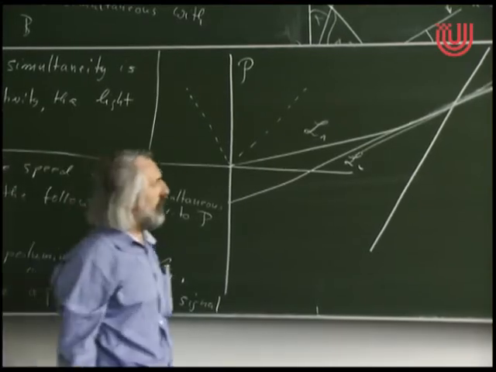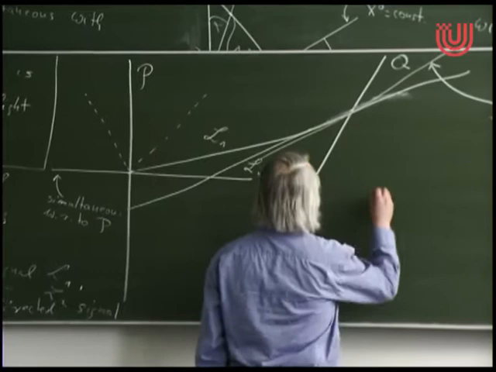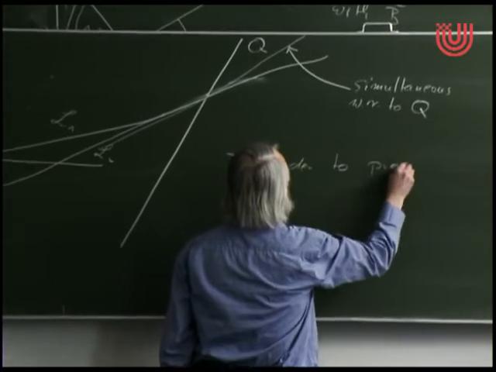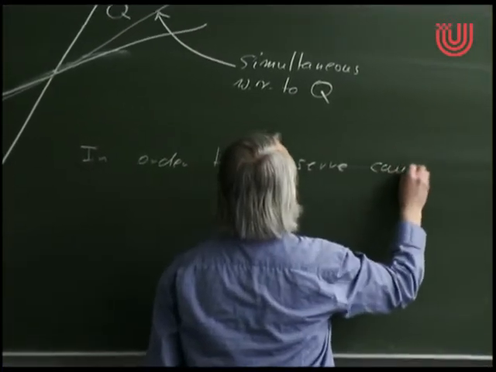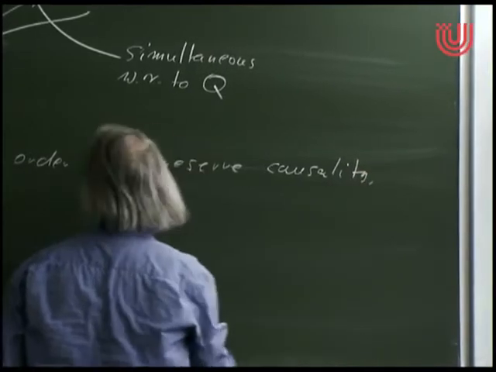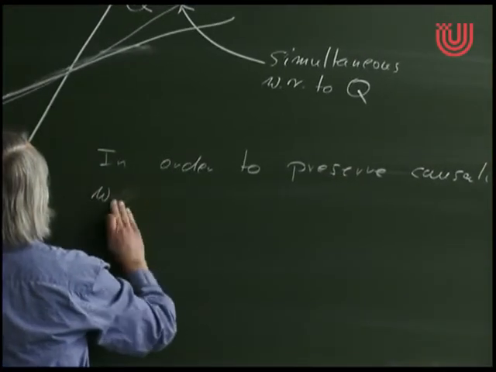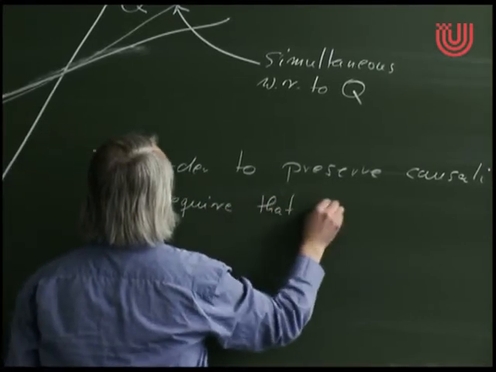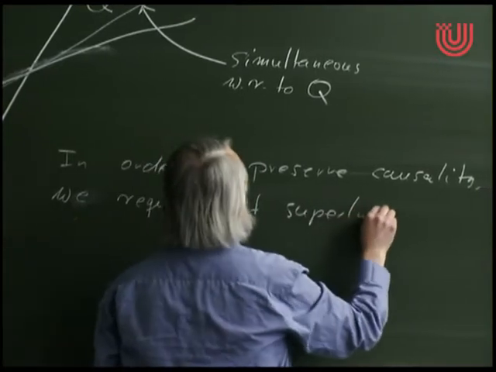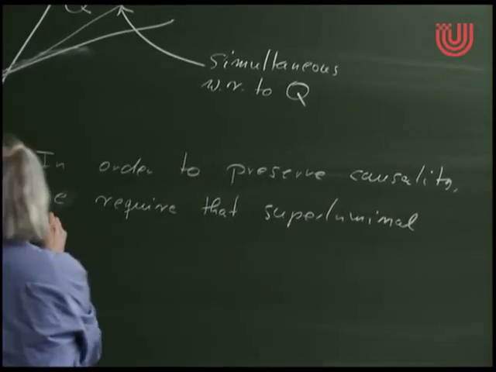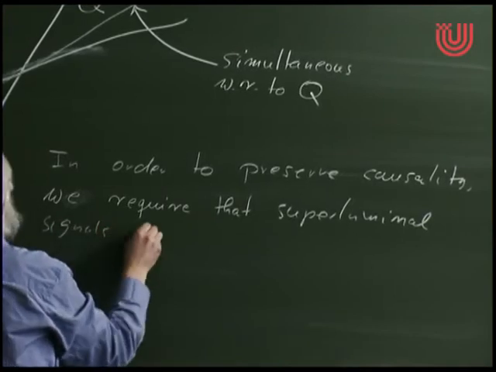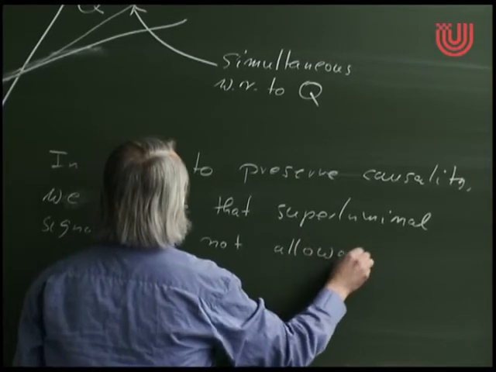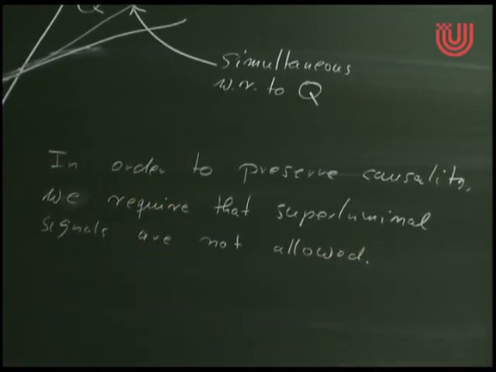So that's the reason. So in order to preserve causality, we require that superluminal signals are not allowed. And if they ever will be detected, then relativity is in trouble.